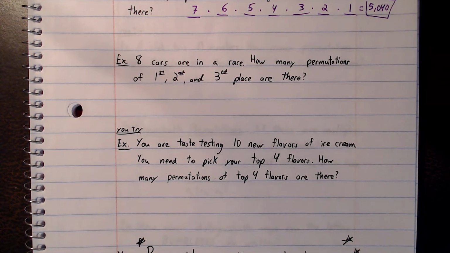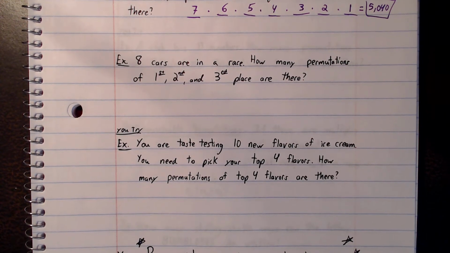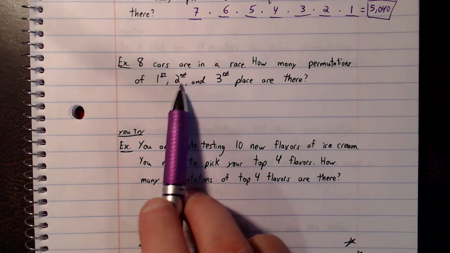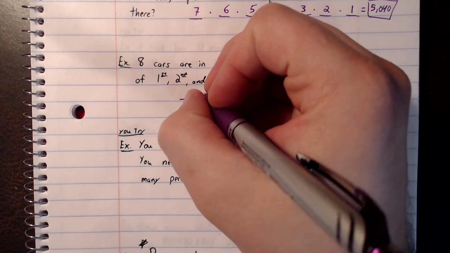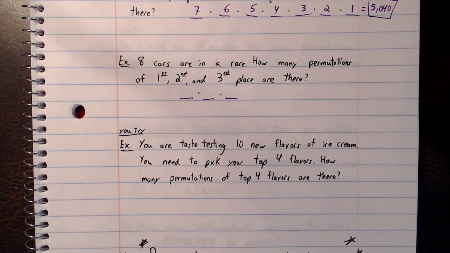Okay, let's look at one that's a little bit more realistic. Right, 8 cars are in a race. How many permutations of first, second, and third place are there? Well, this one's only asking for first, second, and third. First place, second place, third place.